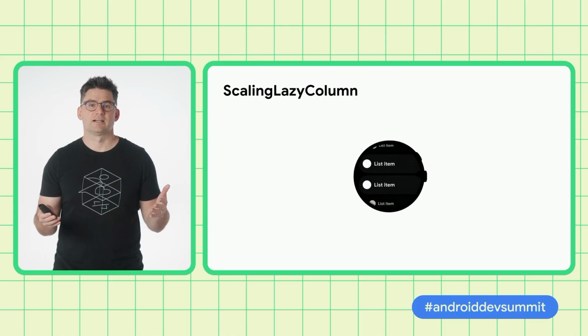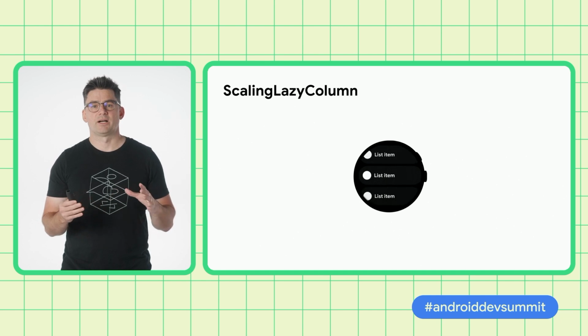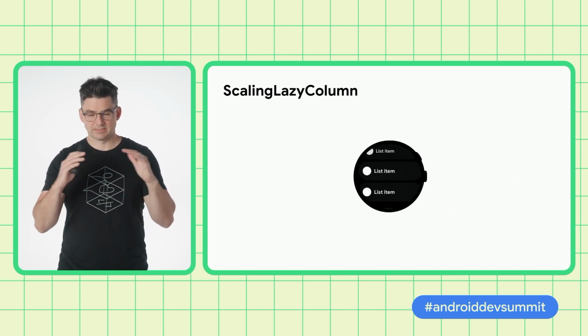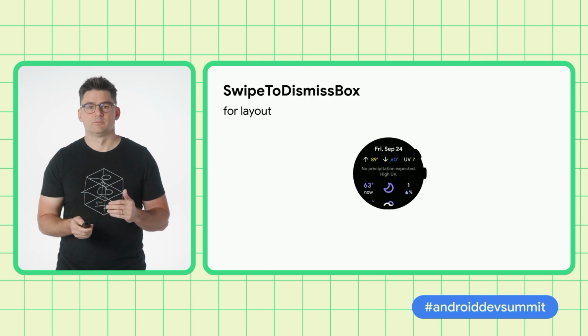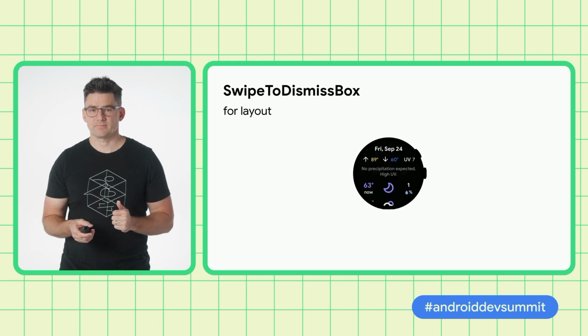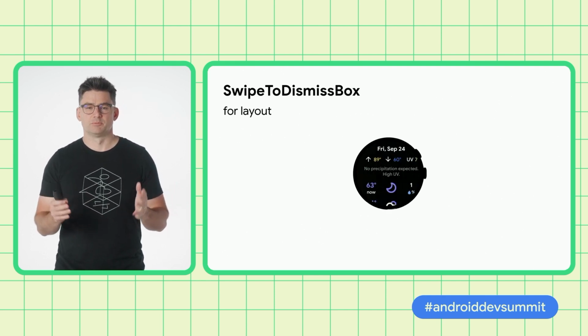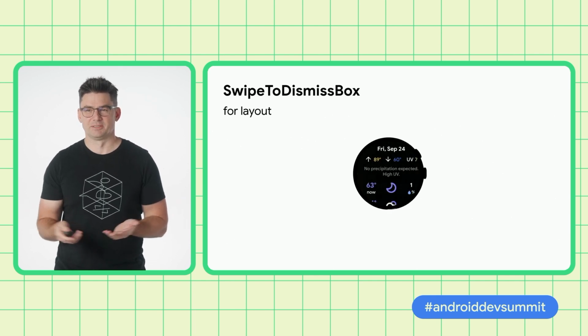Okay, now we want to talk about something else you're probably familiar with, box. As a reminder, a box is basically a container for your screen. You can use it on mobile, but we have our own, and it's called swipe to dismiss box. This is going to be for your layout. You're probably guessing from the name, swipe to dismiss, this means swipe to dismiss.